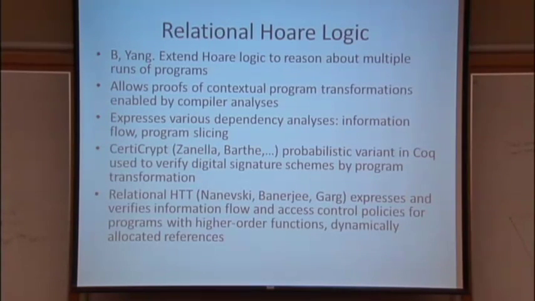Firstly, there's a system called CertiCrypt, which is by Santiago Zanella, Gilles Barthe and others. And this is a probabilistic variant of this relational Hoare logic, which they've encoded in Coq, and they've used to verify some real digital signature schemes. This is serious computational cryptography verification, which they do basically by program transformation using the rules from this logic. You specify the computationally hard problem as a game, which they re-express as a program, and then show that they can perform a transformation of the program implementing your crypto protocol into the game in a way that keeps the information leakage under a polynomial bound.